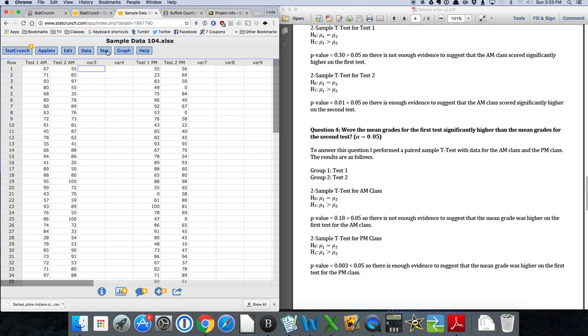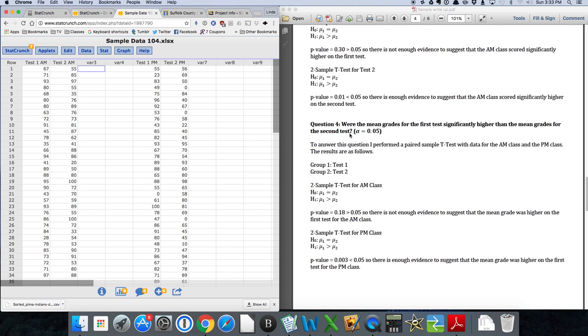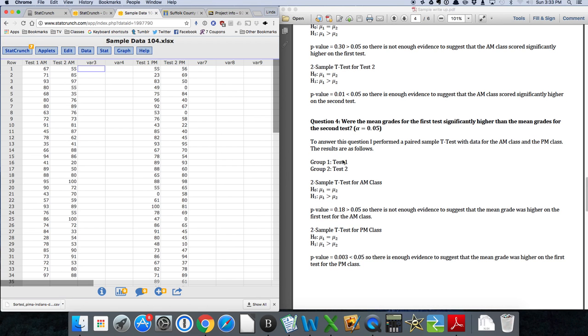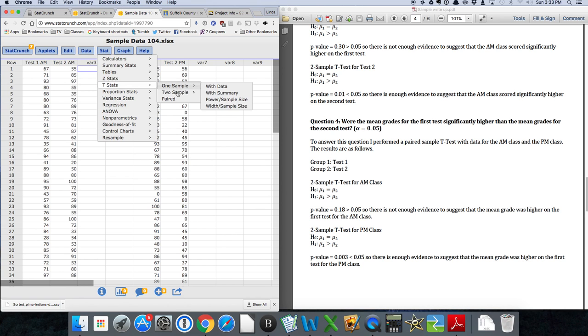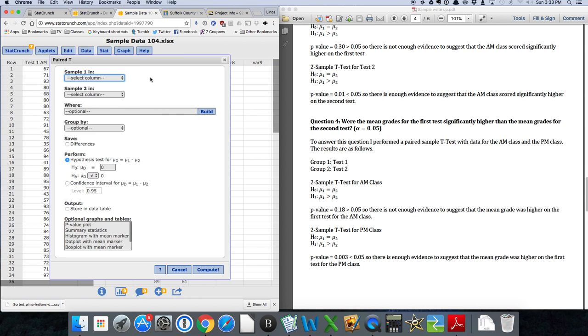So to perform that test, first of all, we set up our groups, right? Group 1 is going to be test 1. Group 2 is going to be test 2, because that's what I'm comparing, test 1 to test 2. Set up my null and my alternative hypotheses. And now I'm still performing a t-test, but now I'm performing a paired sample t-test, because this is dependent data. So test 1 AM, test 2 AM.